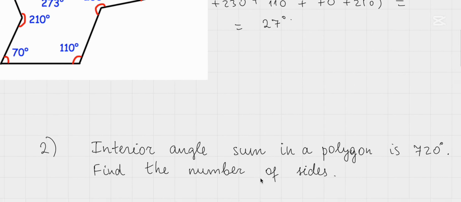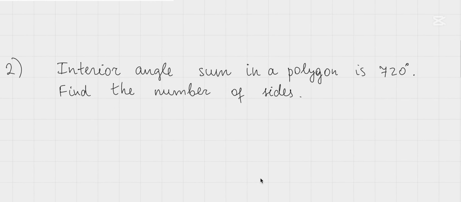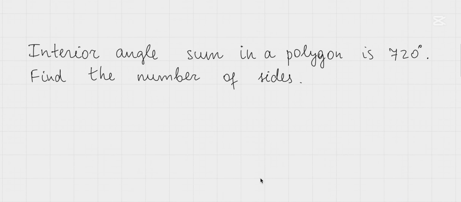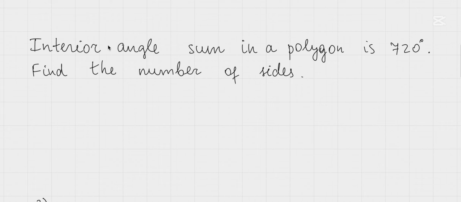Now let's look at second type of exercise about interior angles in polygons. Now, here it says that interior angle sum in a polygon is 720 degrees. Find the number of sides. So we already know that the interior angle sum formula is 180 times n minus 2, and it's also 720 degrees here. So we have equation to solve, and we have multiplication first, and we already know inverse operation of multiplication is division. So we divide both sides by 180 degrees.